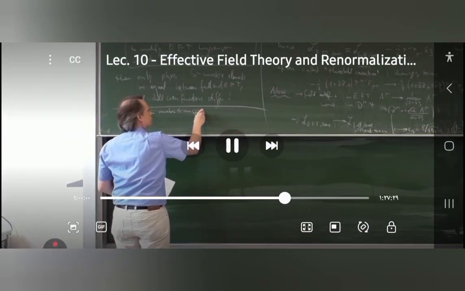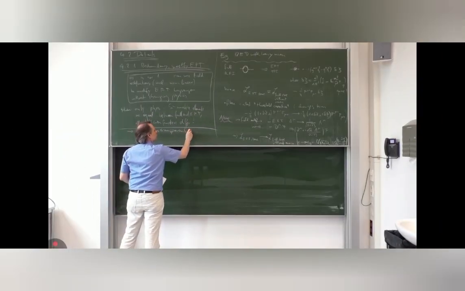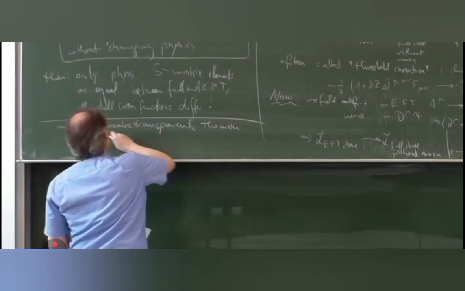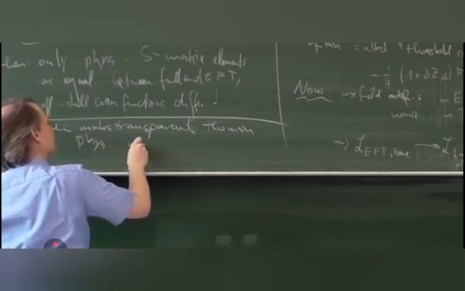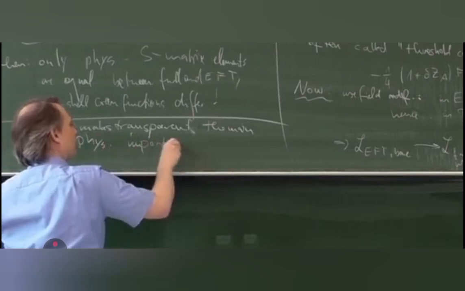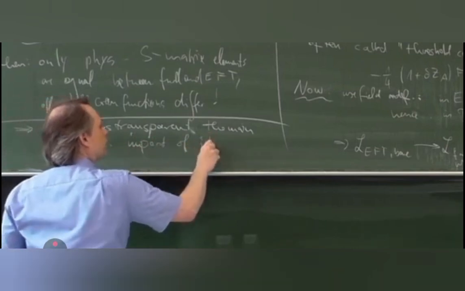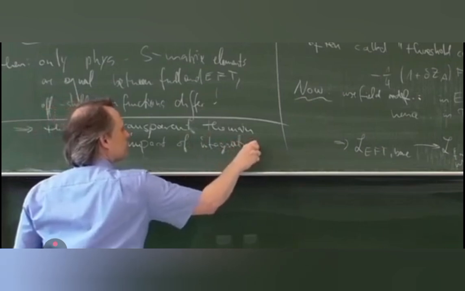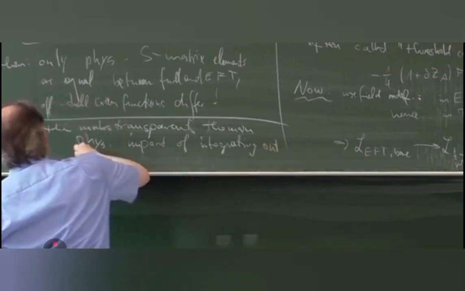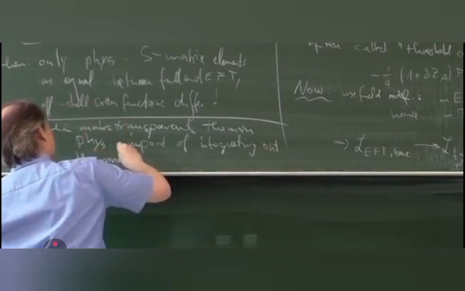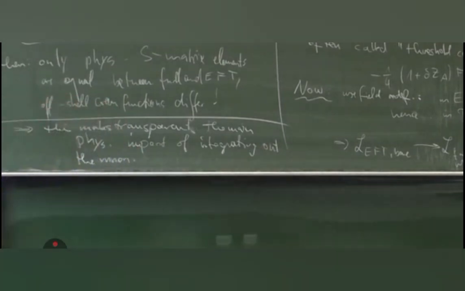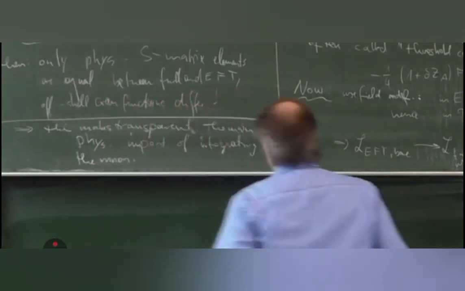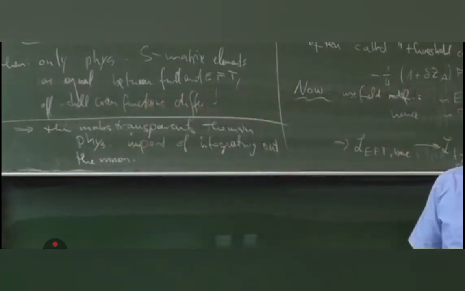So this makes transparent the main physical impact of integrating out the muon. Agreed? Any comments?